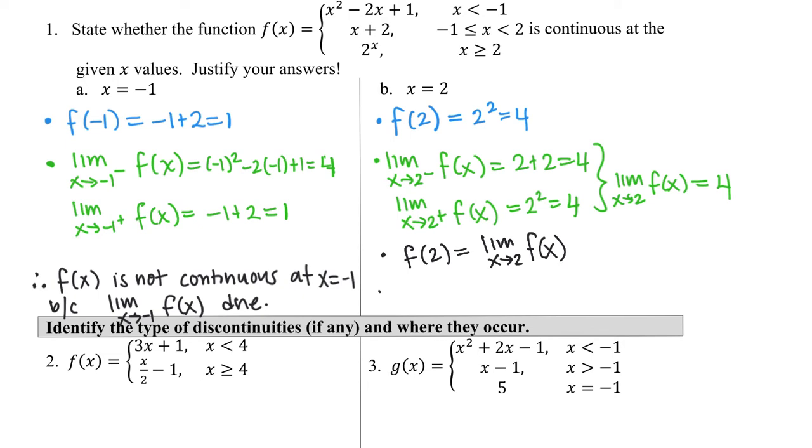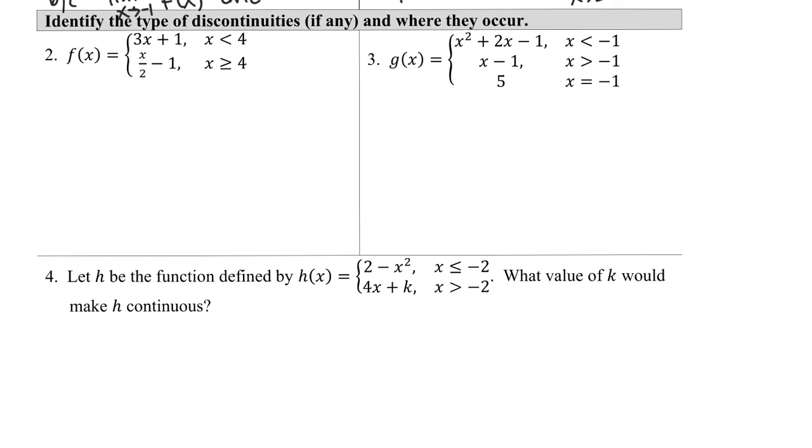So in conclusion, f of x is continuous, because the limit as x approaches 2 of f of x is equal to f of 2. And if they're equal, then they also must exist. Okay, for the next examples, we are going to identify the type of discontinuities, if any, and where they occur. So we're checking to see if it's continuous, and if it's not continuous, what kind of discontinuity is there.